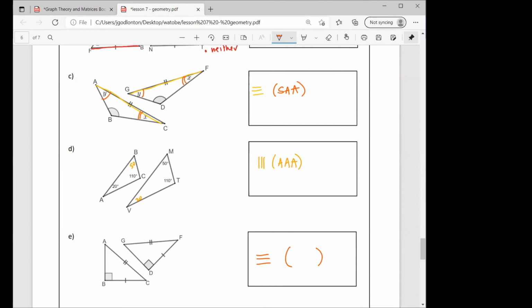SSA. It's not going to be SAS because my angle isn't wedged between my 2 sides. Yes, right angle, hypotenuse, side. Yes, good. Right angle, hypotenuse, side.